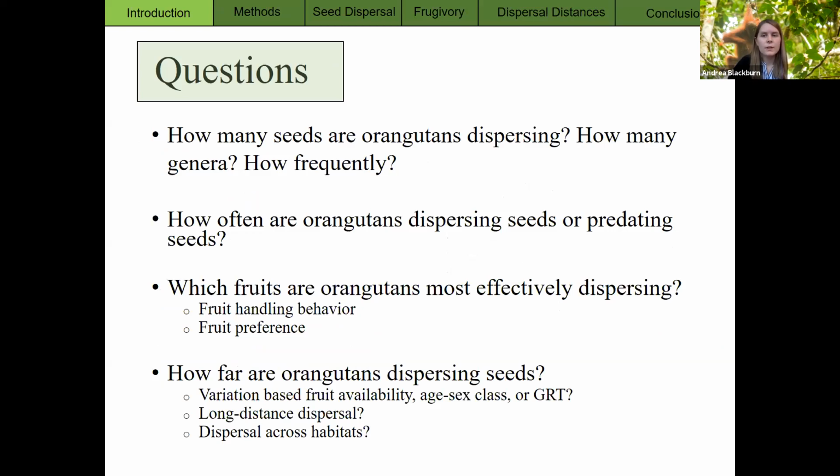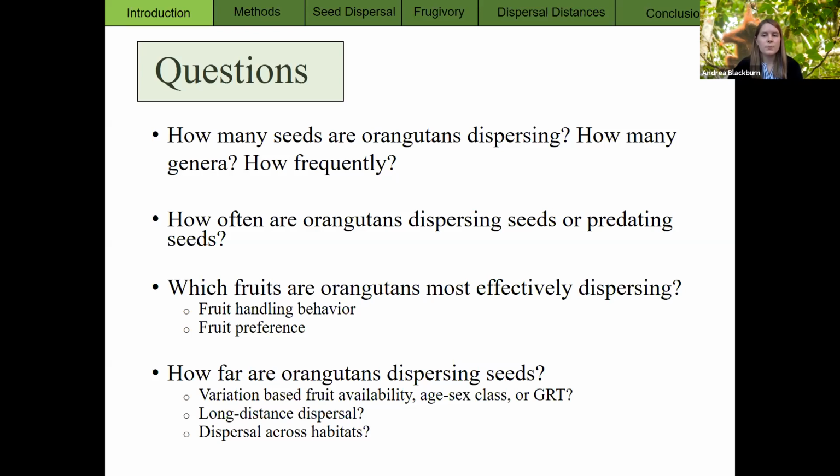For our research questions, we sought to understand the quantity and diversity of seeds orangutans disperse. So we asked, how many seeds are orangutans dispersing? How many genera of seeds are orangutans dispersing? How often do orangutans disperse seeds in fecal samples? And how do orangutans compare with other ape seed dispersers? Next, we investigated how often orangutans are dispersing seeds and how often they are predating seeds by researching how often orangutans are engaging in different fruit handling behaviors.